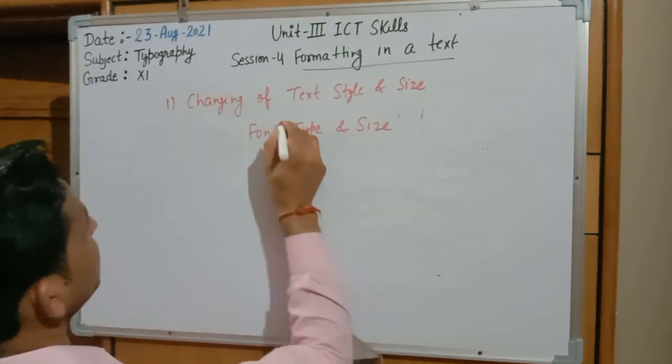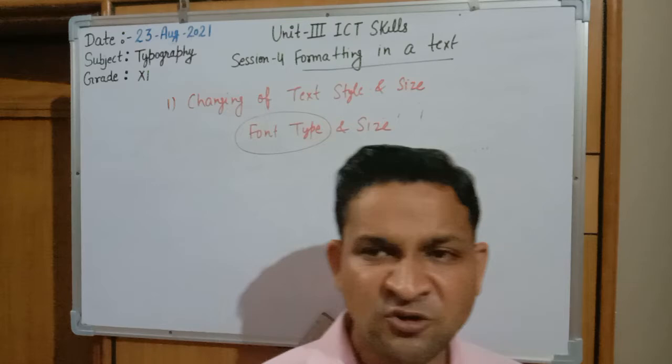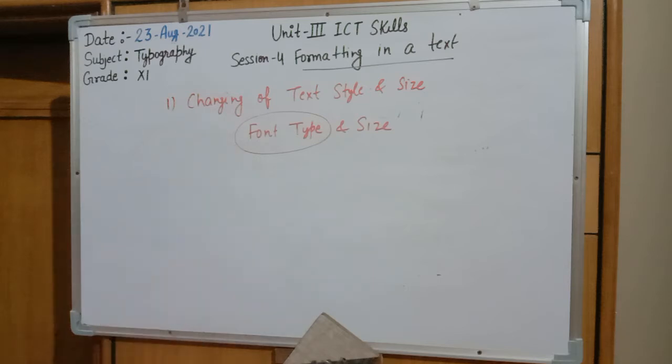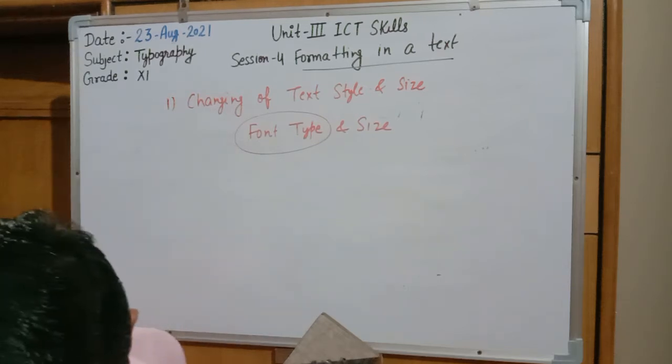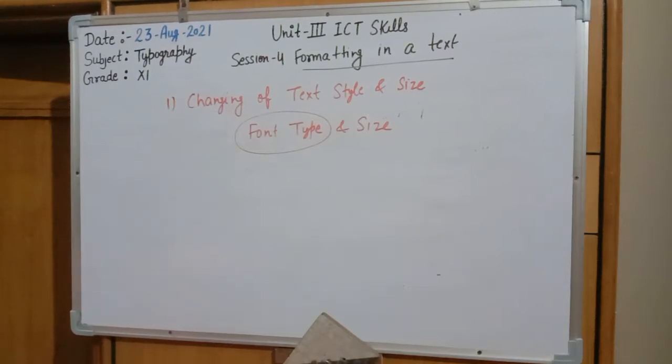Font type means the type of text, which type of font we are using, like Times New Roman, Calibri, monotype, cursiva. Many fonts are there. Which font we are using can be changed in the formatting option. What will be followed for the formatting option? First select the text for which the font style has to be changed.